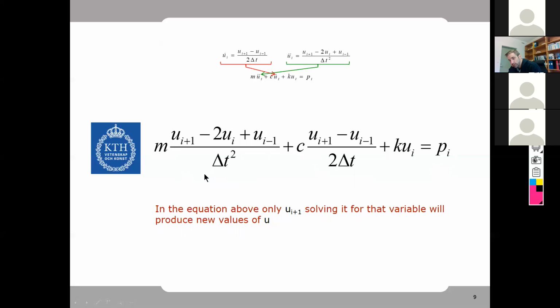And once we substitute it, we get this equation, right? So we have still the same thing that we'd always had. The mass times all this thing, which was the acceleration, and the speed times the damping, and the stiffness times the displacement equals the force. So this is the same equation that we've always had. We just replace these values with their approximations.